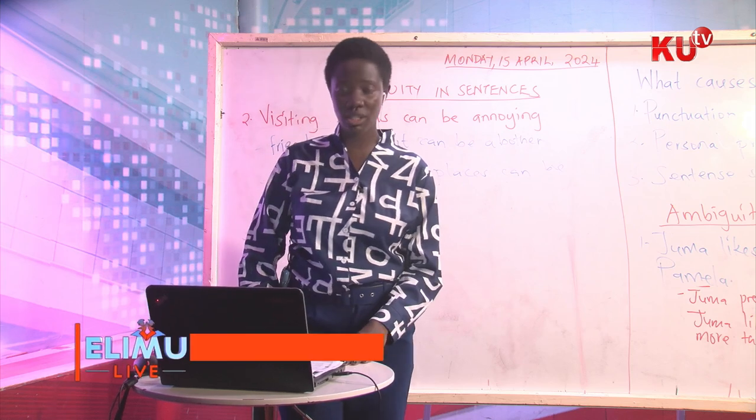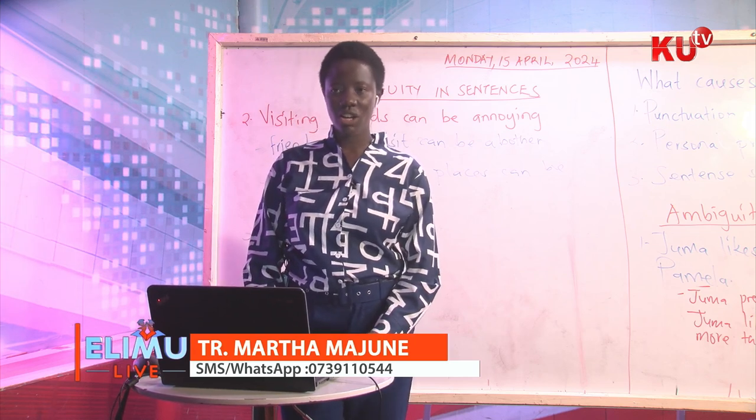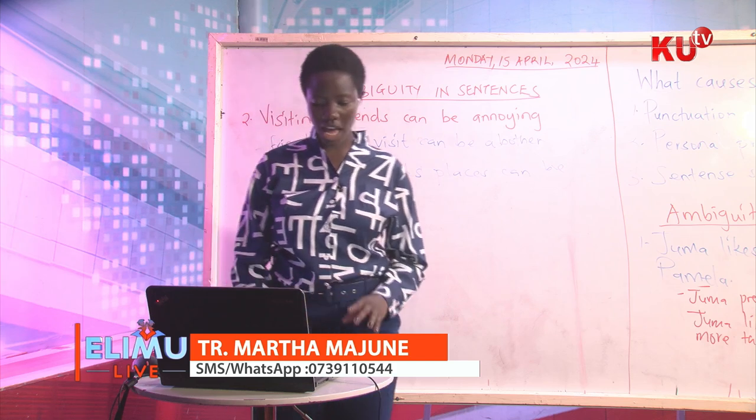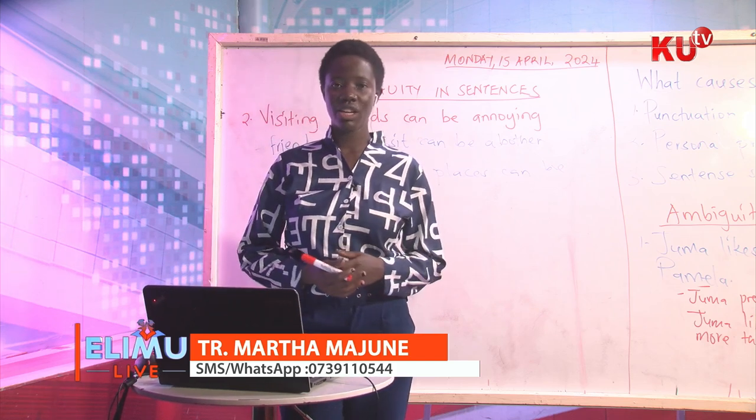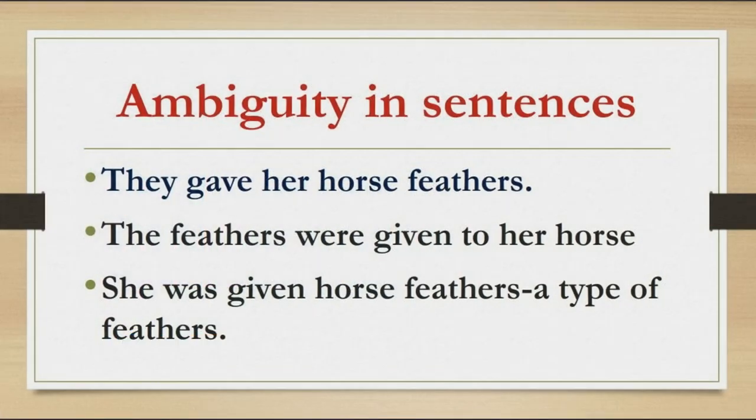The second meaning of that statement, they gave her horse feathers, is that she was given horse feathers. So the second meaning is that we have a type of feathers known as horse feathers, maybe from the horse. Now the her, who was the object in the statement, comes in to be the subject, and we'll talk of she as the personal pronoun. She is the one that was given the horse feathers. So she was given horse feathers, in this case horse feathers referring to a type of feathers.